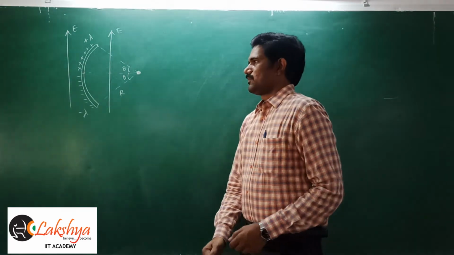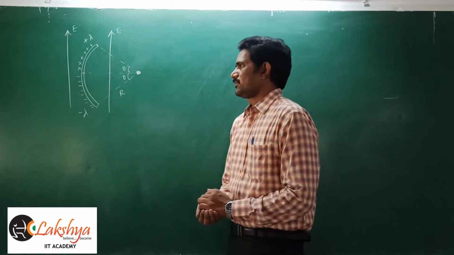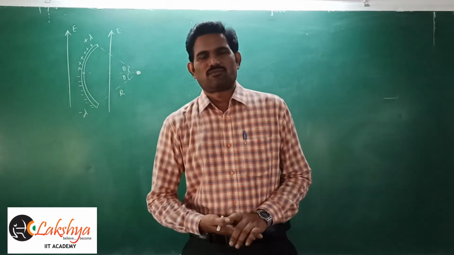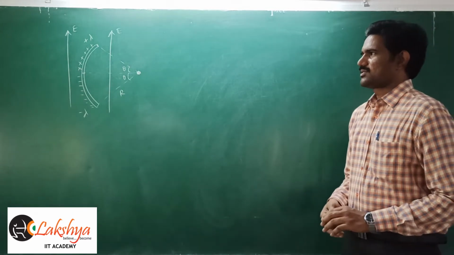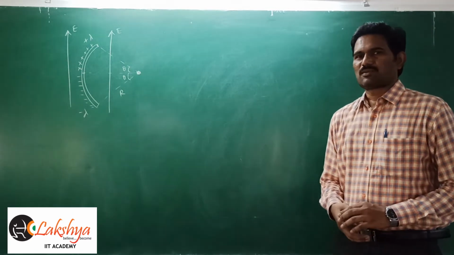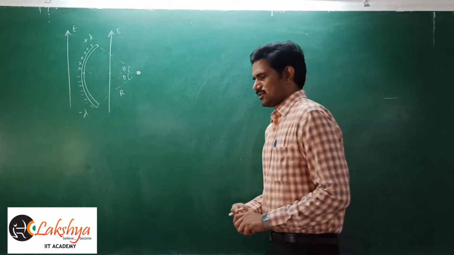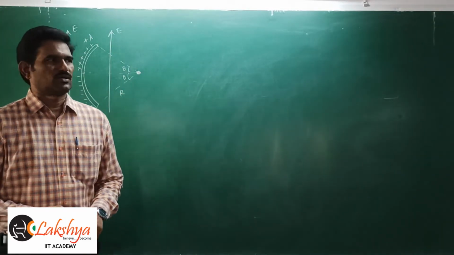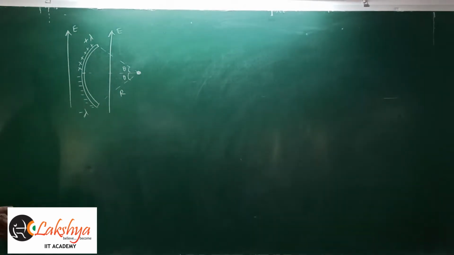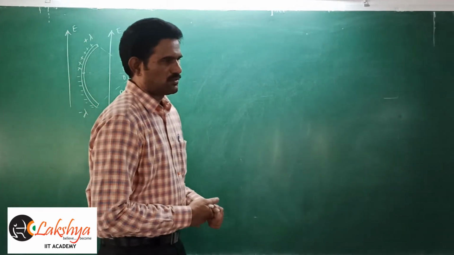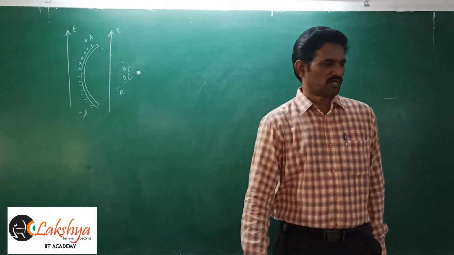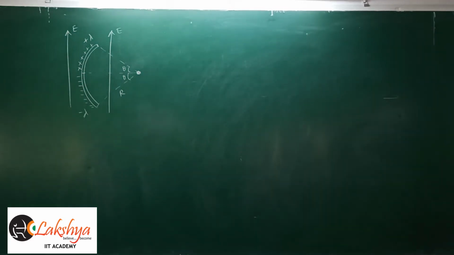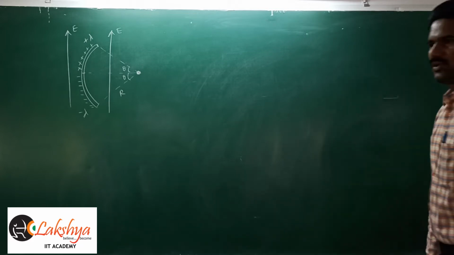So now let us write this problem. A circular arc of mass m and radius r, which subtends a total angle of 2 theta at its center, is placed in a uniform electric field of intensity E.